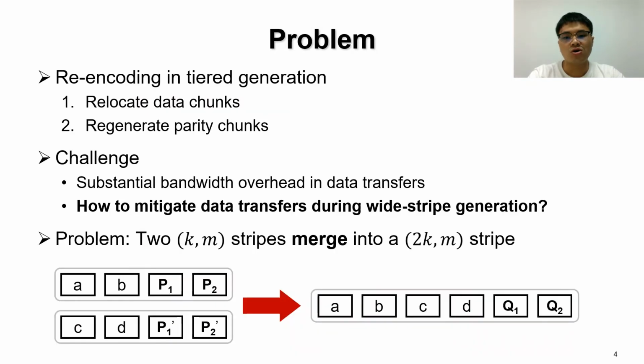However, re-encoding in the tiered generation may need to relocate the data chunks and regenerate the parity chunks. This operation may incur substantial bandwidth overhead in data transfers. How to mitigate data transfer during wide stripe generation is a challenge. Now, we specifically focus on this problem: two (k, m) stripes merge into a (2k, m) stripe. It is illustrated in the figure.